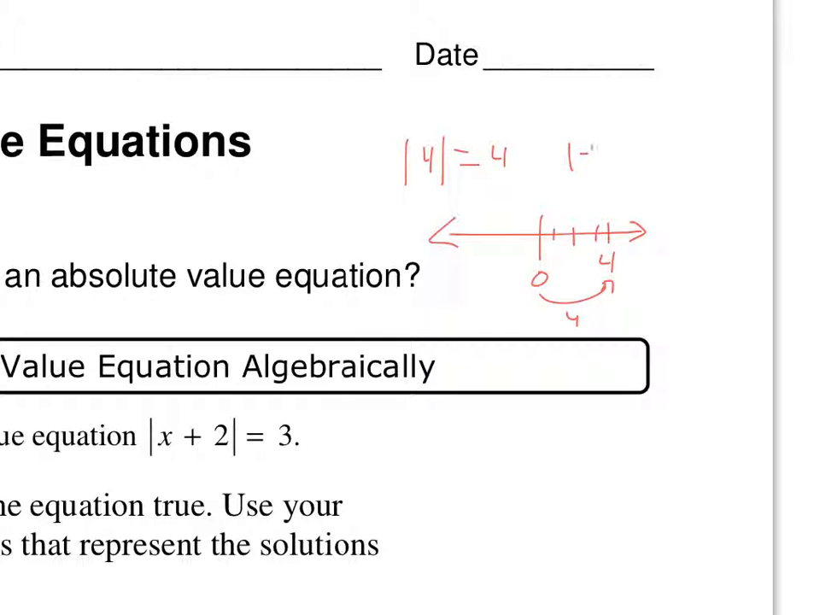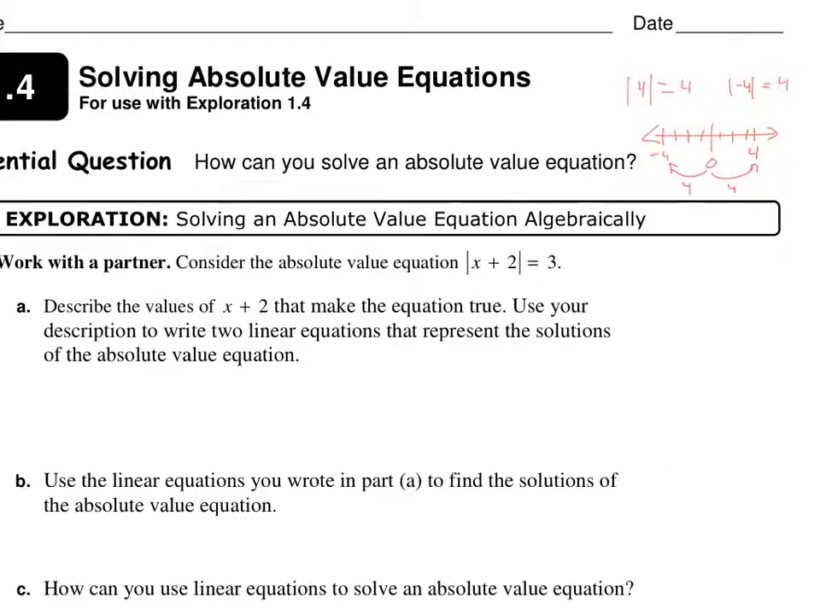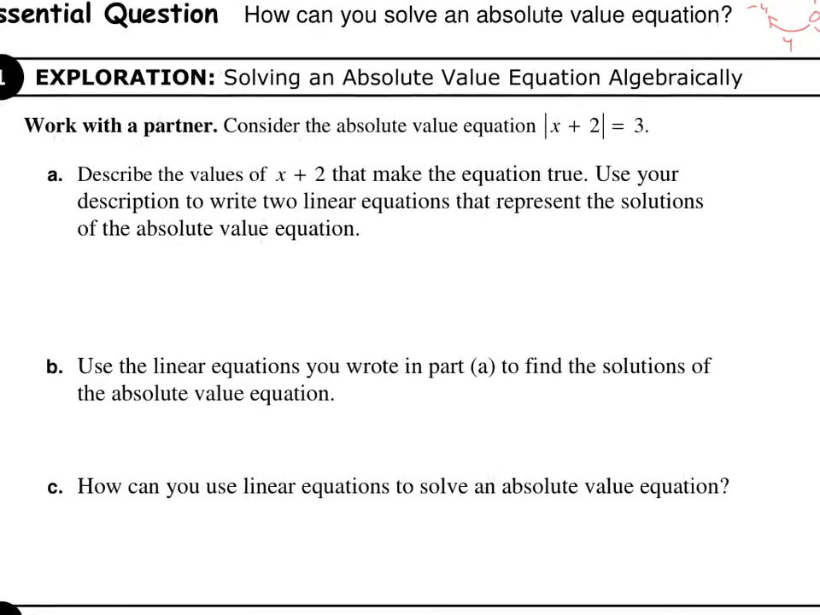Well, what's the absolute value of negative 4? The distance from negative 4 to 0 is also 4. So we see that the absolute value just takes the number inside and makes it positive. So let's explore some equations that have variables in them that deal with absolute values.